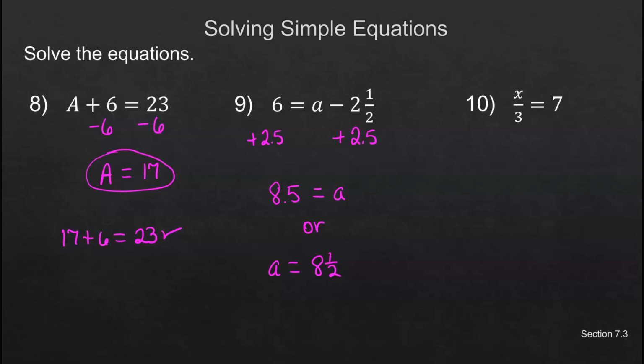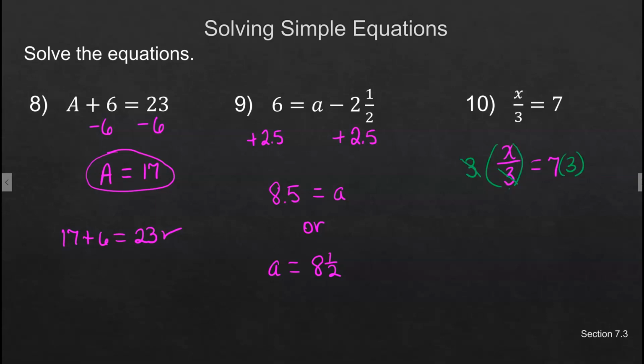So the next one says x divided by 3 equals 7. I'm going to write this out again. And then to solve this, we are going to multiply by 3, right? Since it's x divided by 3, we can multiply both sides of our equation by 3 to come up with that answer.